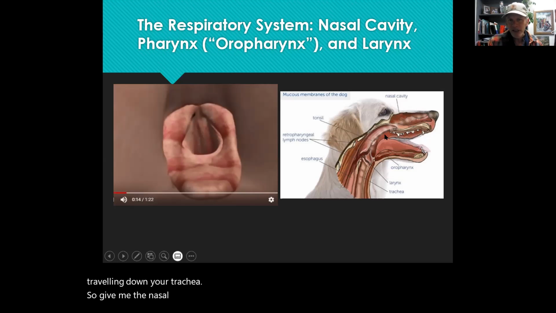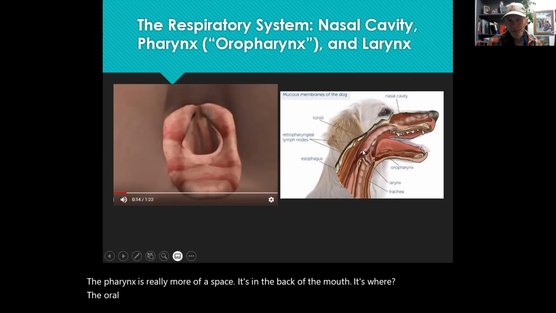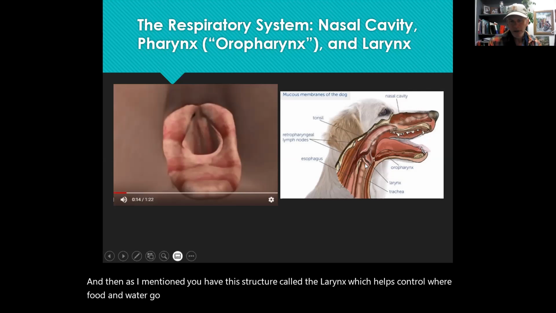So again, we have the nasal cavity. We've got the pharynx here. It's called the oropharynx. The pharynx is really more of a space. It's in the back of the mouth. It's where the oral cavity splits into the esophagus and the trachea. And then, as I mentioned, you have this structure called the larynx, which helps control where food and water go to make sure they travel down the esophagus and not into your lungs.